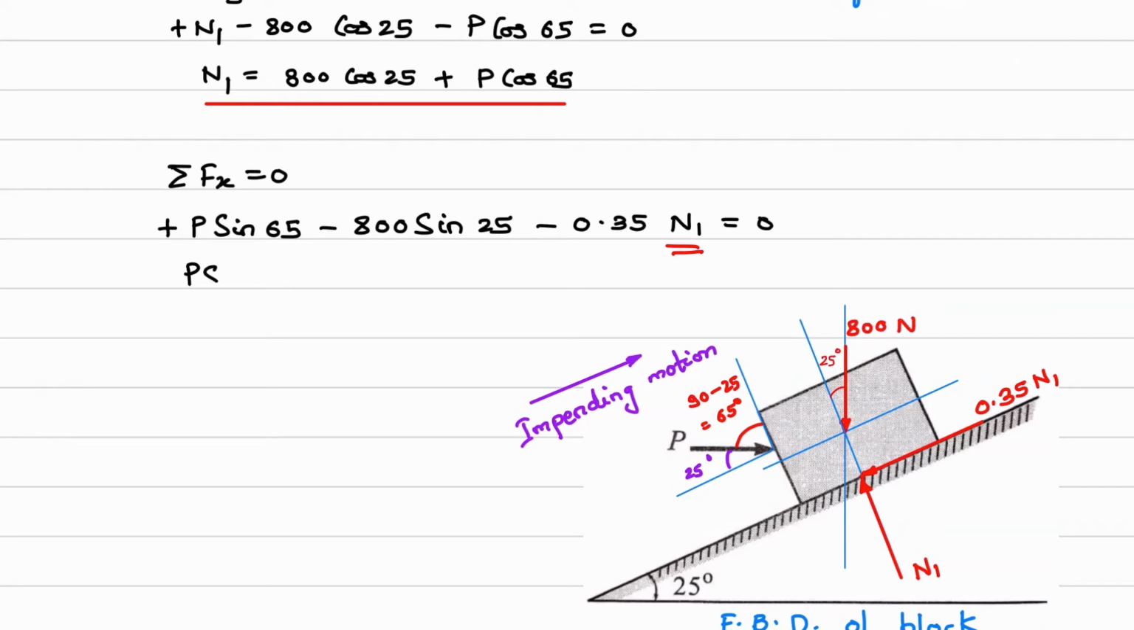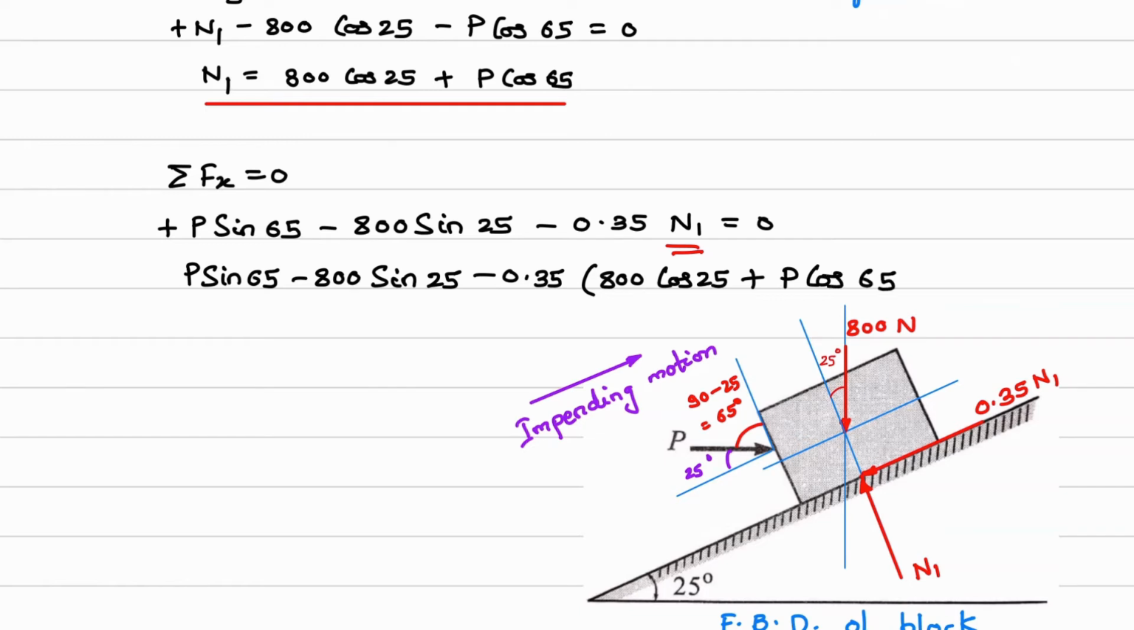P sine 65 minus 800 sine 25 minus 0.35 into N1, plus 800 cos 25 plus P cos 65 equal to 0. So the only unknown over here is P. So the P value is equal to 780.42 Newton. What is this P? We have calculated the answer.